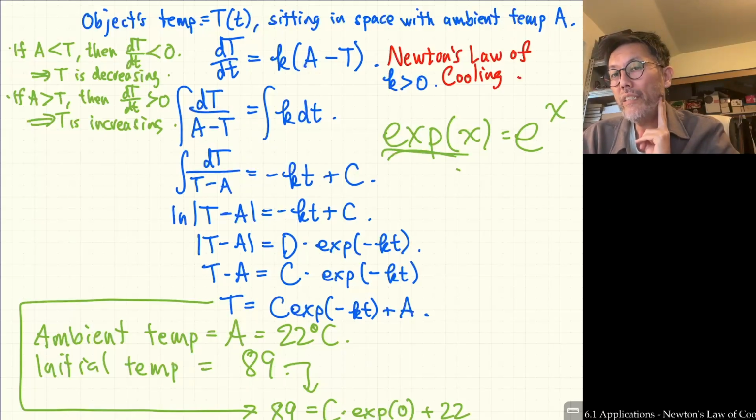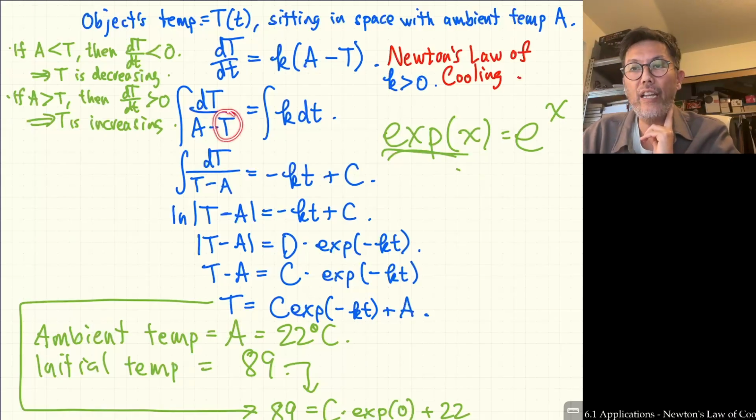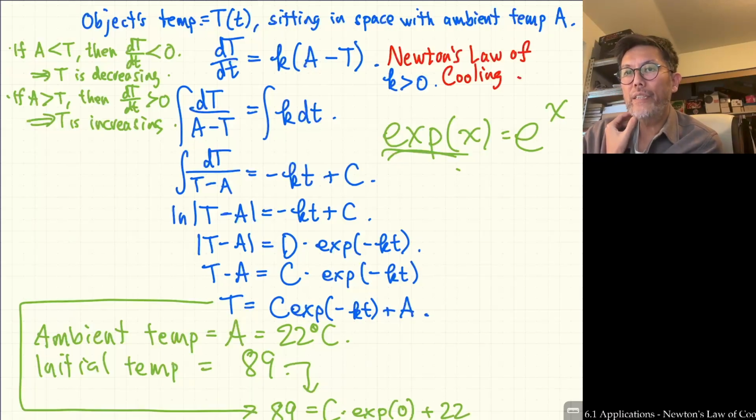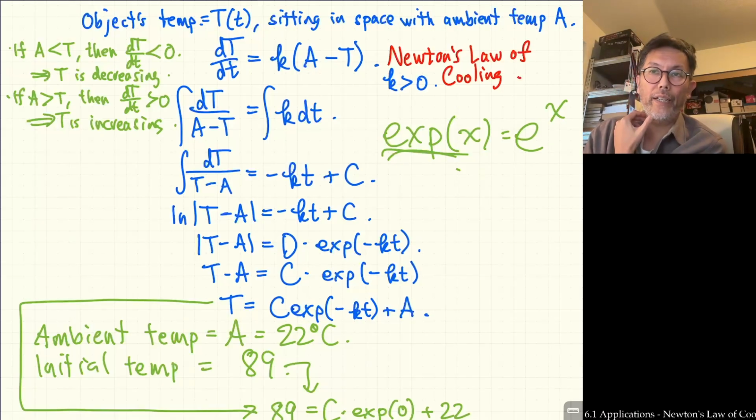Now, don't forget, T here is a function of time. If A minus T is 0 for all time, this makes things very easy to understand. If A minus T is 0 for all time, that means that T is equal to A for all time, right? A minus T being 0 means A is equal to T. Okay, that's not exactly surprising, but if A is equal to T for all time, then of course the rate of change of the temperature is going to be 0.